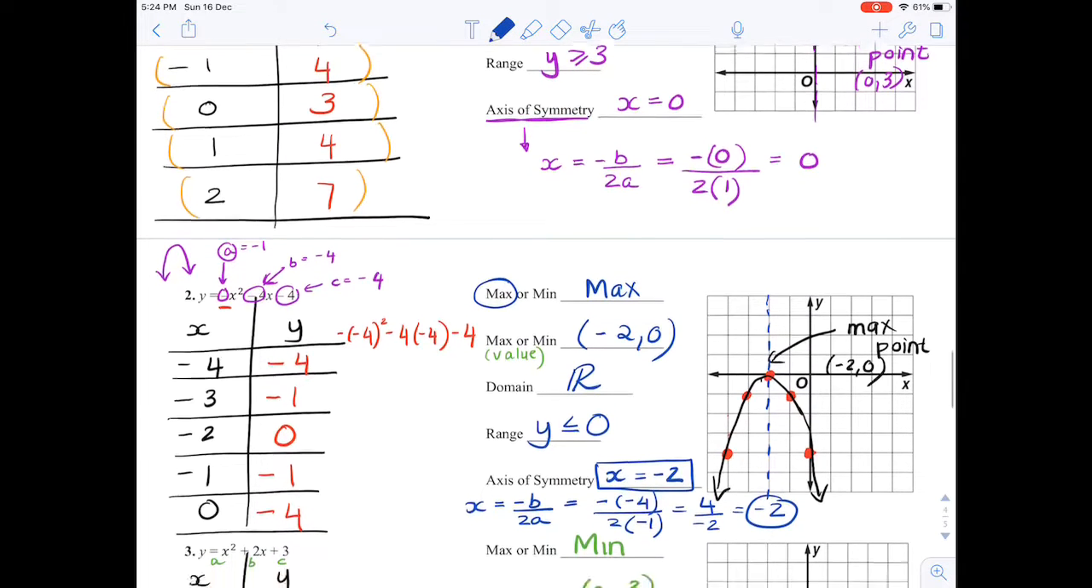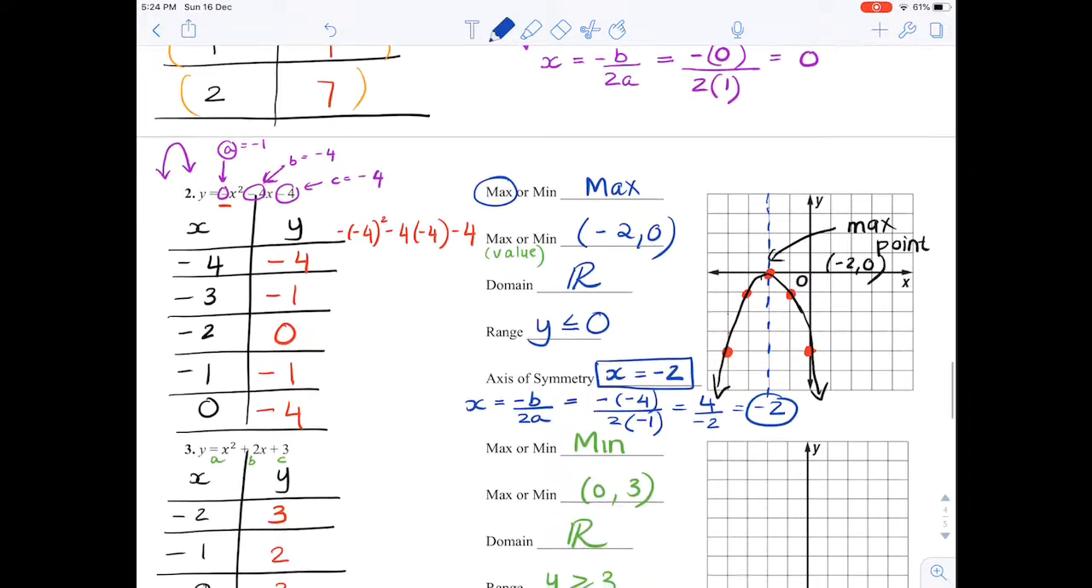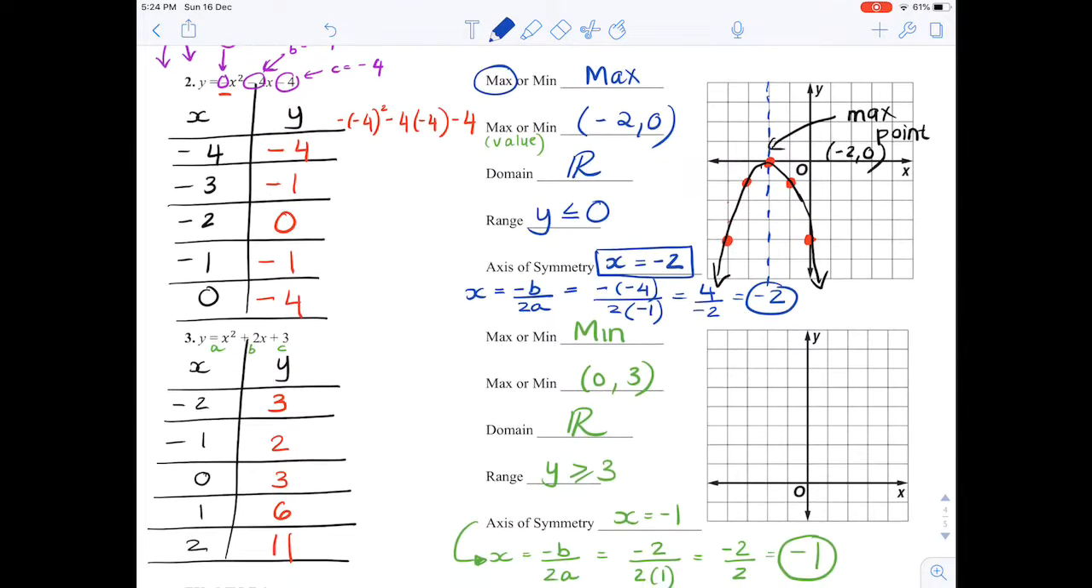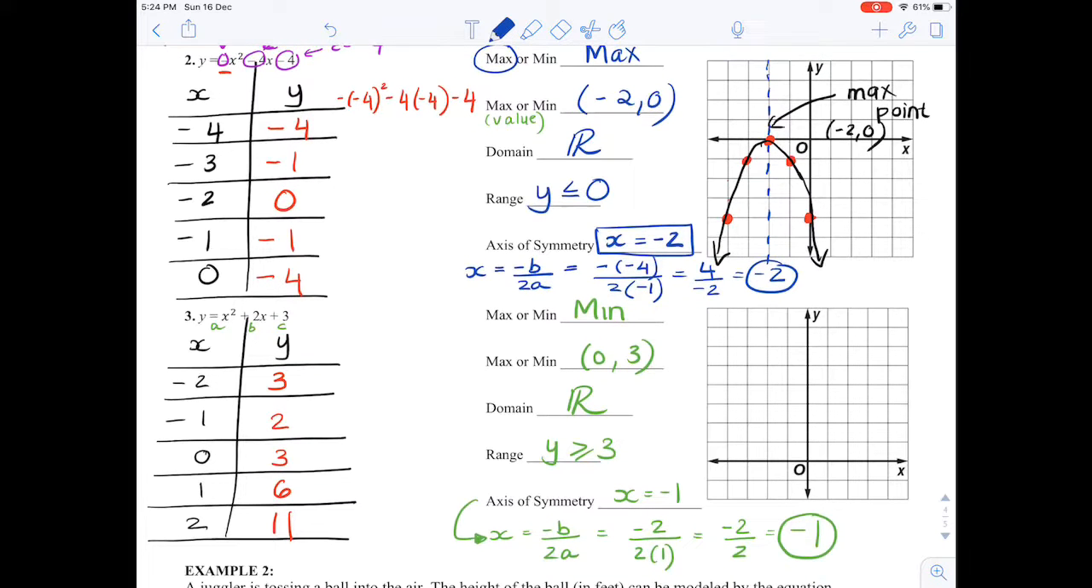So for those of you who were listening and did actually pause the video, now you should be coming here just to check your answer. So here's number 3. This is what you should have been doing on your own. I went in and I did the table of values, and then I'm going to now plot them.